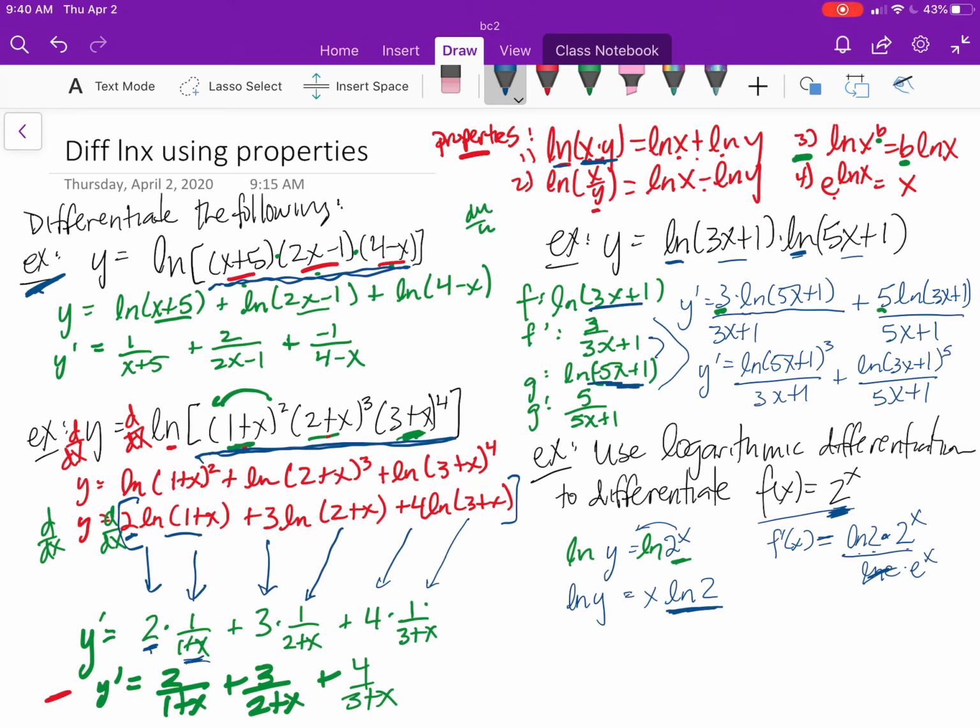Now it says use the logarithmic differentiation to differentiate. So we're going to do the derivative d over dx. The derivative of the right side is really easy because the derivative of x is 1, and then I have ln 2, which is constant. So think of this as like 3x. The derivative of 3x is 3. So the derivative of (ln 2)x is just ln 2.